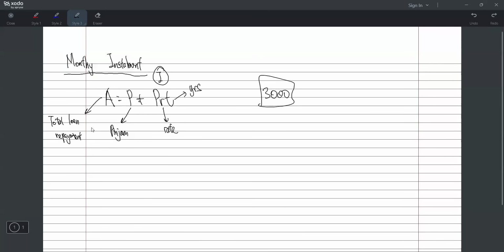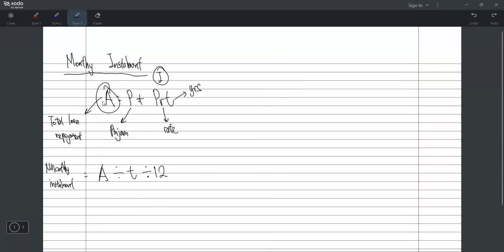Macam tu. Okay, but if I want monthly installment, I have to take A, divide with T, and divide with 12. That's how you get the monthly installment. Because monthly is satu bulan bayar berapa kan?